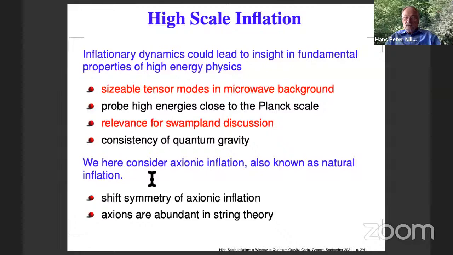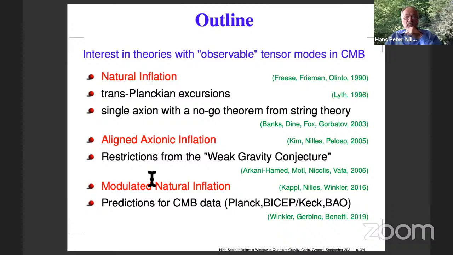So the outline of my talk is the following. I first explain natural inflation, which was suggested first in 1990 by these people. We'll then discuss the trans-Planckian excursion which appears for the inflaton field in this case. And then we will see that, with a single axion, one might formulate a no-go theorem from string theory, so that this might actually be impossible.